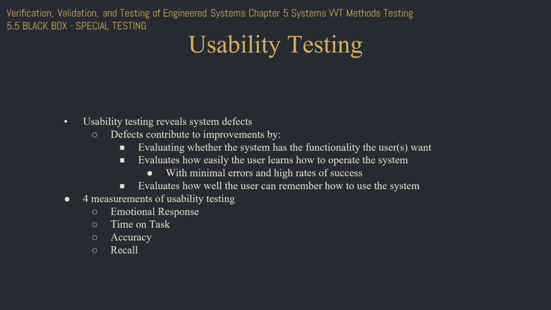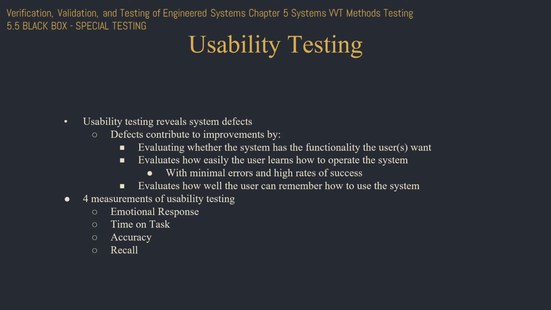Usability testing reveals system defects. Defects can be good and bad. For example, defects contribute to improvement. If there are defects in the system where it can't really handle something, say for the coffee maker, say it can't take that much coffee grounds, that will tell us, hey, we need to make the container for the coffee a bit smaller.